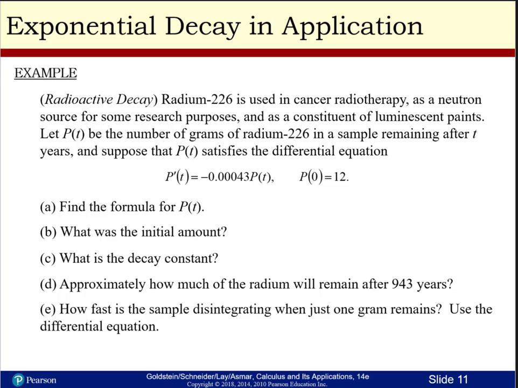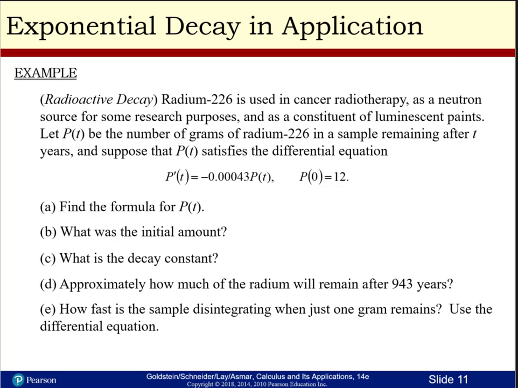Radium-226 is used in cancer radiotherapy, as a neutron source for some research purposes, and as a constituent of luminescent paints. Let P of t be the number of grams of radium-226 in a sample remaining after t years, and suppose that P of t satisfies the differential equation P prime of t equals negative 0.00043 P of t. And we know that P naught equals 12.